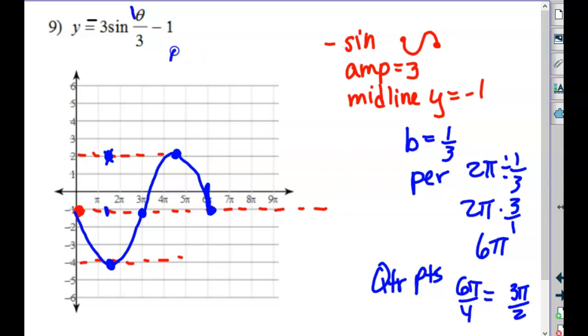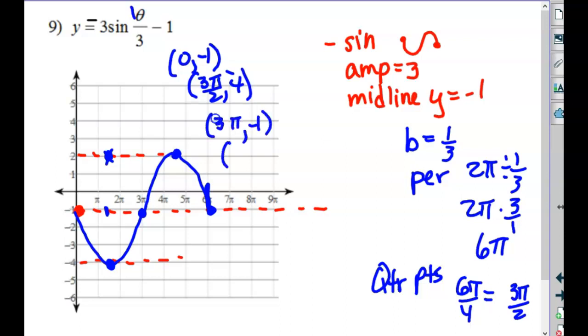But on the quiz, you would have to write those ordered pairs. I went over 0 and down 1. Then I went over 3 halves pi and down 4. Then I went over 3 pi and down 1. Then I went over 9 pi over 2 and up 2. And then I went over 6 pi and down 1.